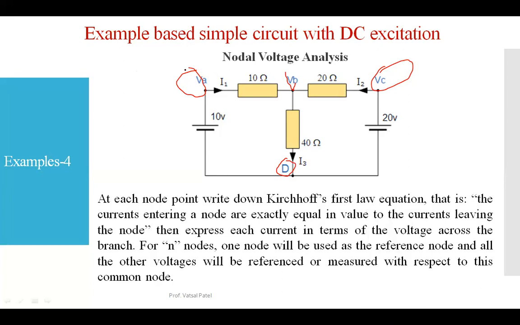See, when you identify the potential VA here, that voltage you have to consider with respect to the reference node D. Same way, when you identify VB, that voltage you can take with the reference of, again, the reference node or the common node D point. Similarly, the voltage at the C point, or VC, you can also consider with respect to the common node, which is given here as the D point.